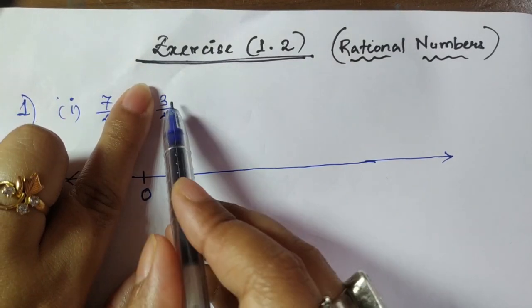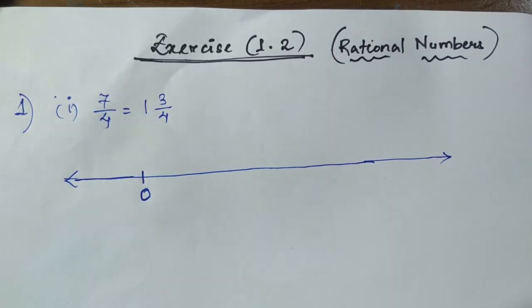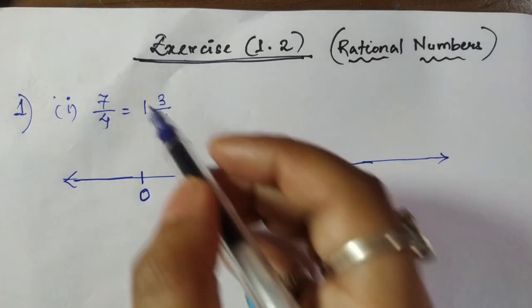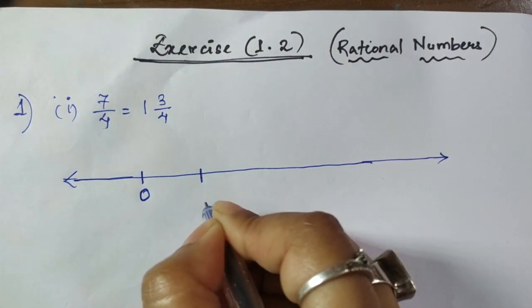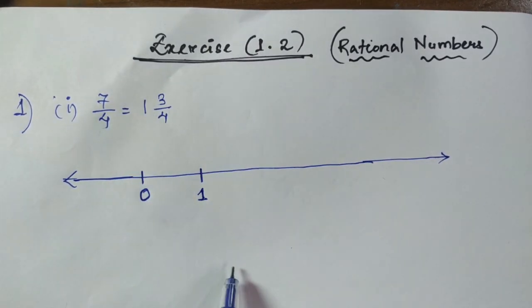If I had asked you only to place 3 by 4 on the number line, it is very easy. It's common to the previous sum that I explained, that is 3 by 5. But now here first we have a 1. So what I will do, I will first represent 1 on the number line. This is my 1. After that I will do 3 by 4.